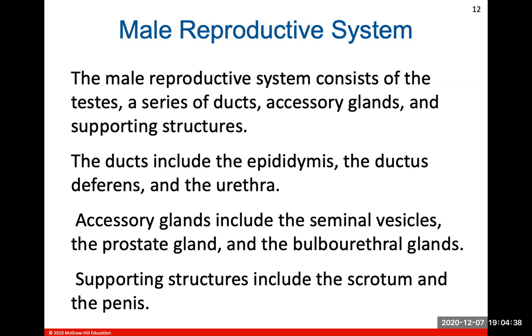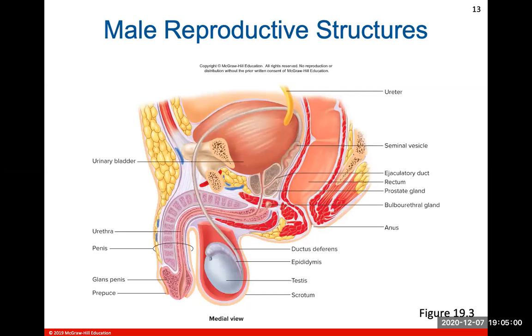The male reproductive system consists of the testes, a series of ducts, the accessory glands, and all the supporting structures. The ducts will include the epididymis, the ductus deferens, and the urethra. The accessory glands include seminal vesicles, prostate glands, and bulbourethral glands. And the supporting structures include the scrotum and the penis. And here's a look at the male reproductive structures.